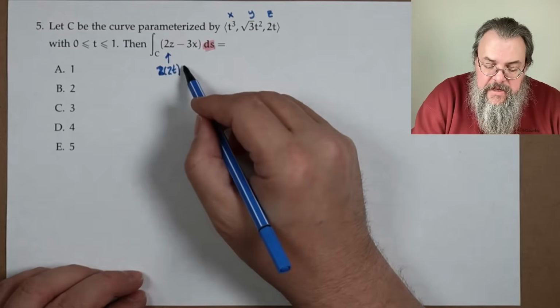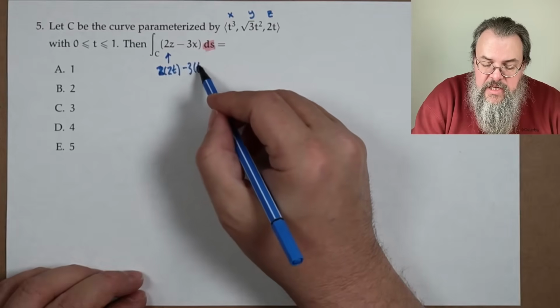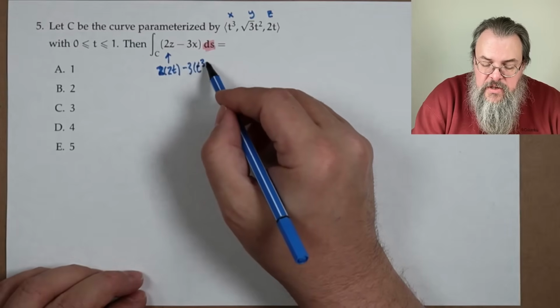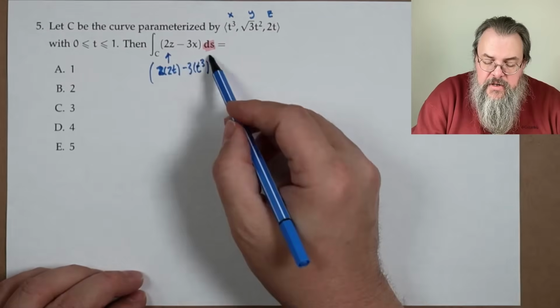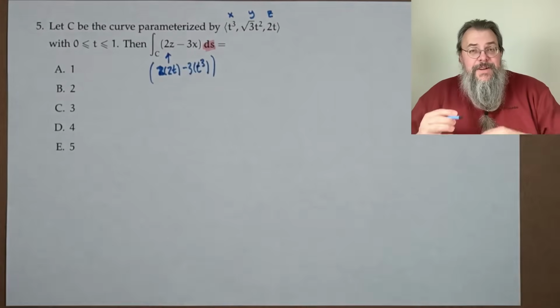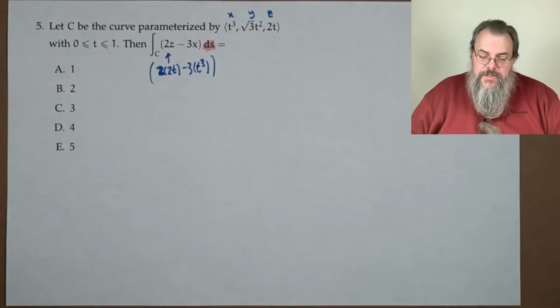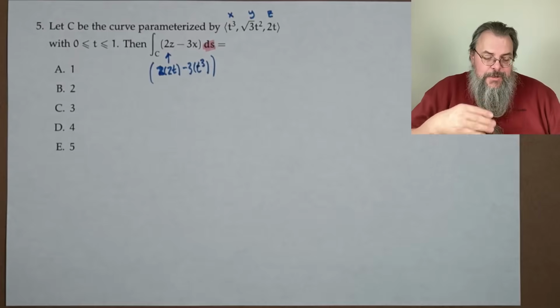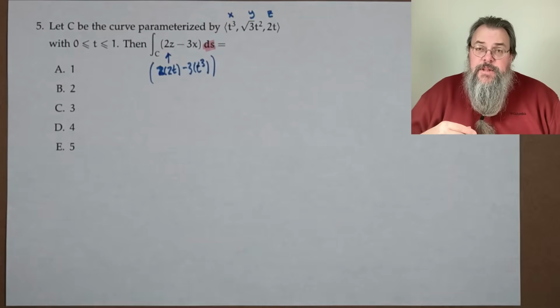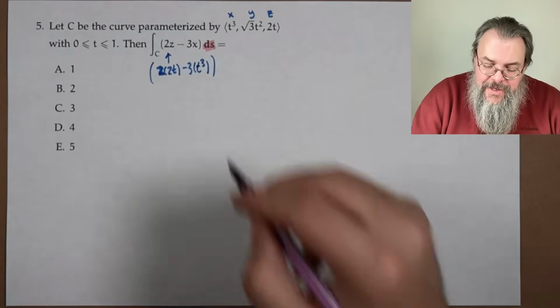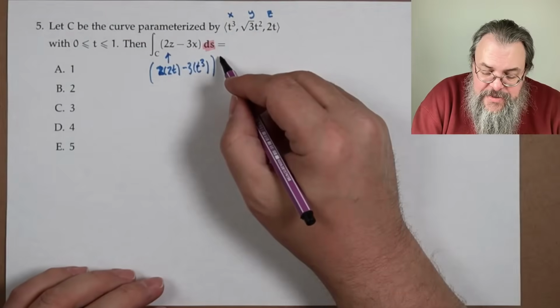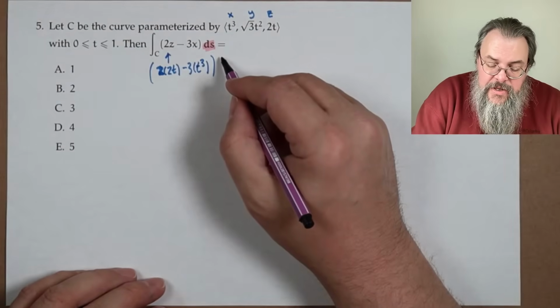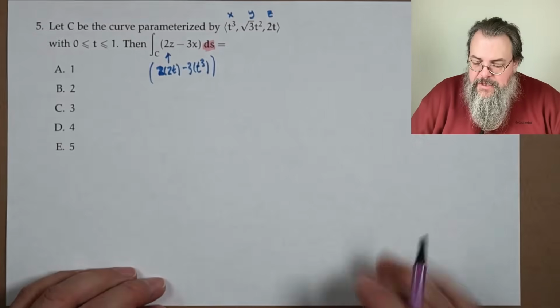The 3x becomes 3 times t cubed. Okay, so that's that part. That's easy enough. The ds, which is the part I'm dragging my heels on, can be the part which will make or break us. Well, the question is, is it nice? So let's do it down here.